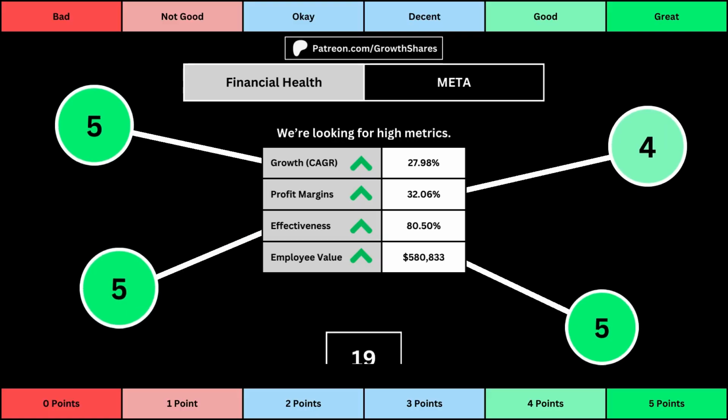The first set of metrics deals with the company's financial health, with its projected earnings growth for the next 5 years, its profit margins, its effectiveness, which looks at the company's returns on equity, assets, and invested capital, and then the employee value, which looks at how much value the average employee adds to the business. You can see the values for each of these metrics, as well as the point totals awarded in the bubbles.